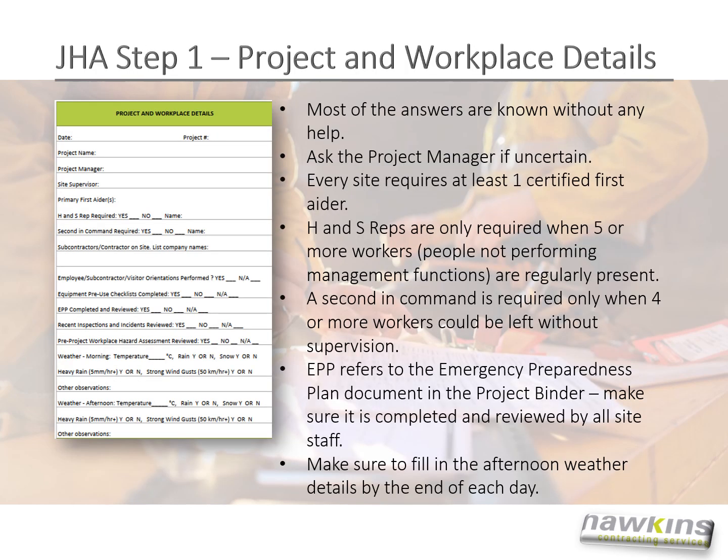JHA Step 1, Project and Workplace Details. Most of the answers are known without any help. Ask the project manager if uncertain. Every site requires at least 1 certified first aider. Health and safety reps are only required when 5 or more workers, people not performing management functions, are regularly present. A second in command is required only when 4 or more workers could be left without supervision.